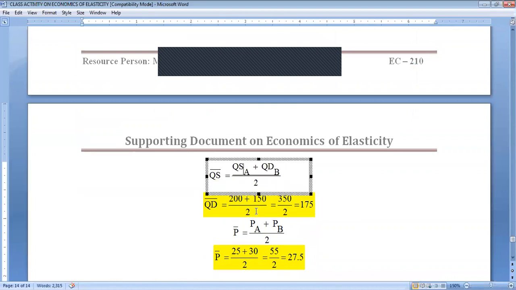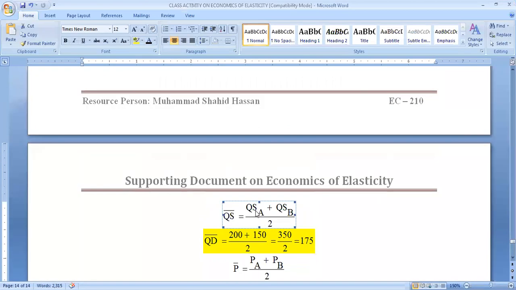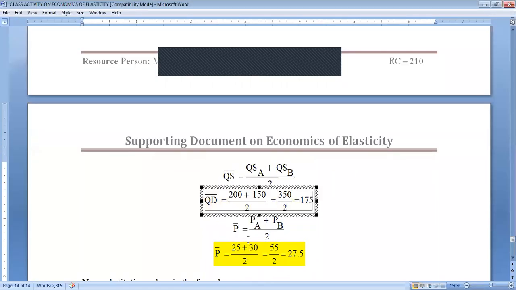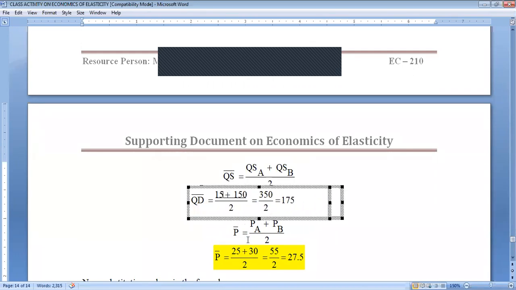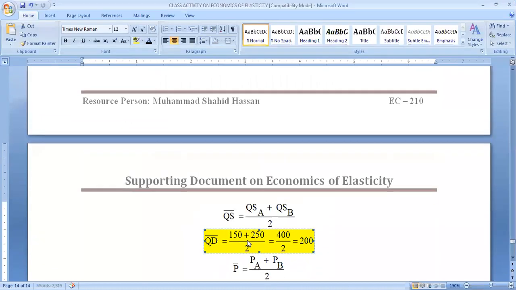So QS bar equals QS given at point A plus QS given at point B, and the sum should be divided by 2. QS given at point A is 150. QS given at point B is 250. The sum is 400. So when we divide 400 by 2, we will get the answer 200, right? So this is QS bar.